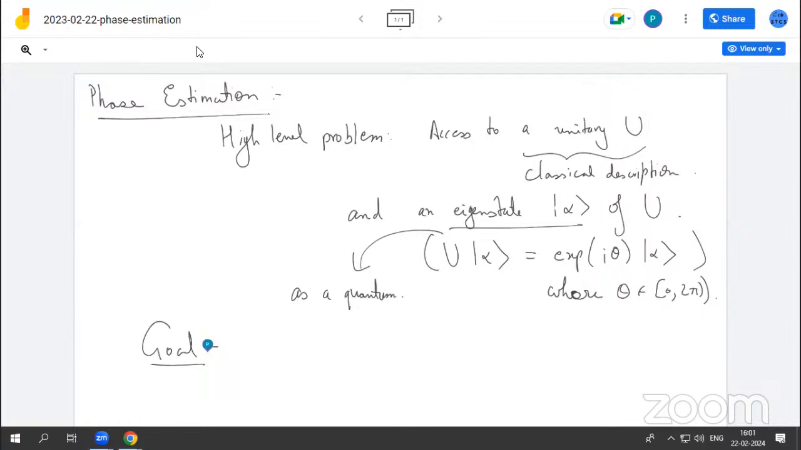The high level goal is to estimate the eigenvalue. Initially we just try to get some estimate of theta. Of course, the trivial estimate of theta is between 0 and 2 pi. So initially we just try to get something better than that, say up to something like pi by 8. That's the first step, and then we'll see how to improve upon it.